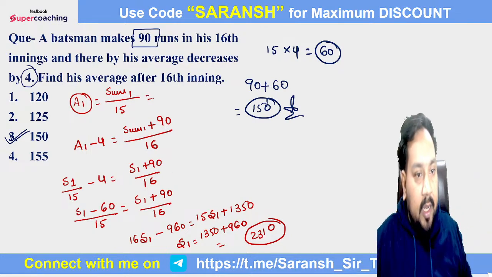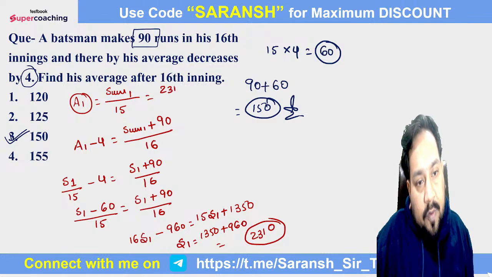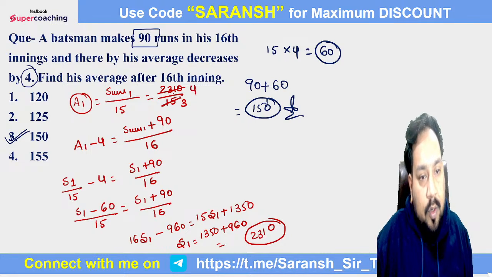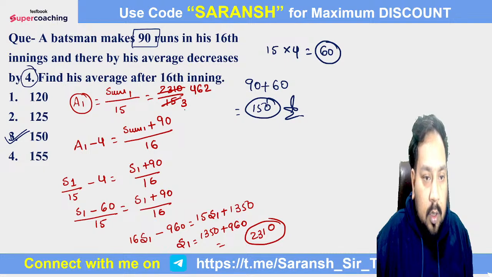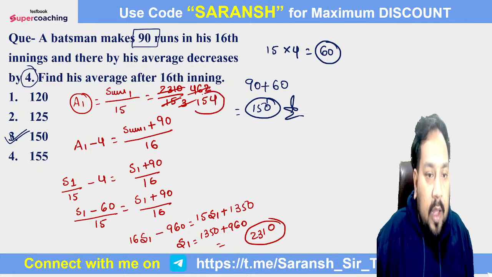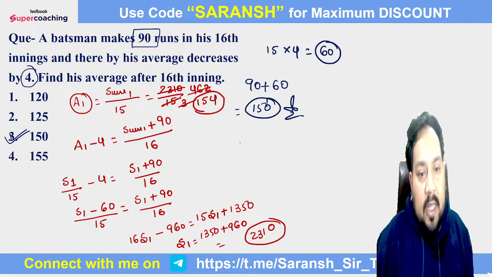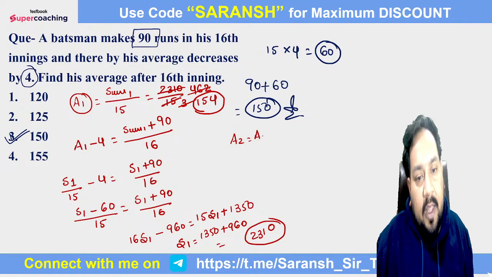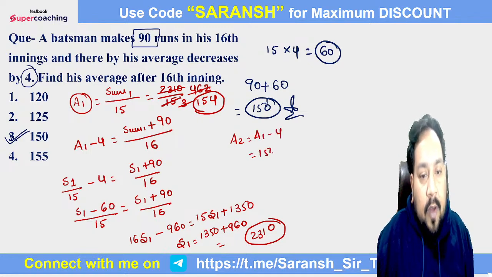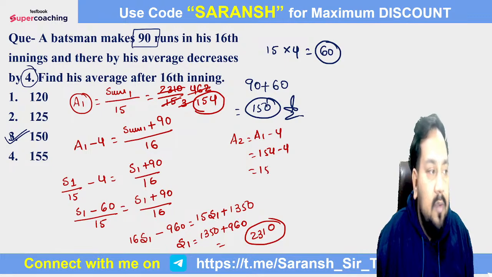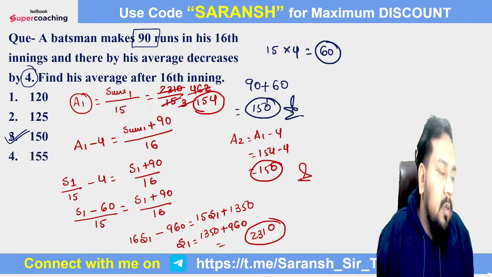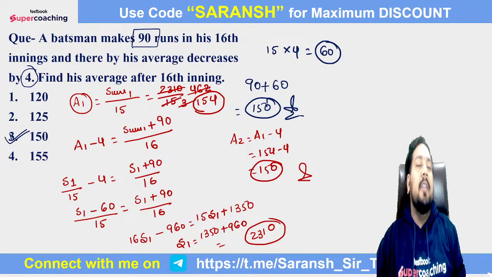So now calculate average one. 2310 upon 15. 5 3s are 15, 5 4s are 20, 5 6s are 30... the new average will be 154. Then the second average A2 will be A1 minus 4. 154 minus 4, that is 150. It is the basic.